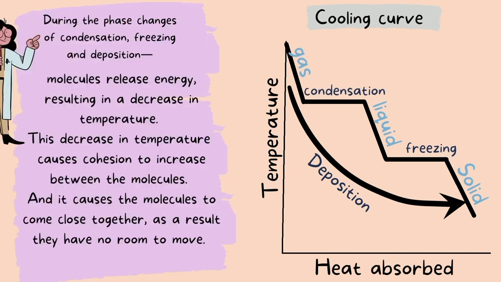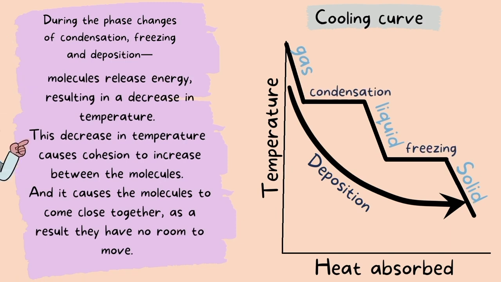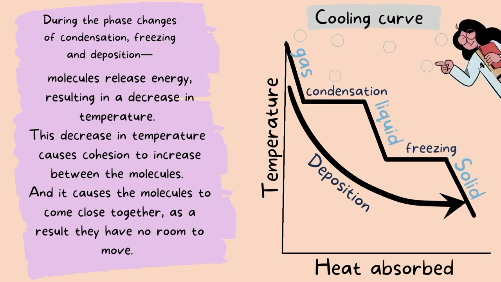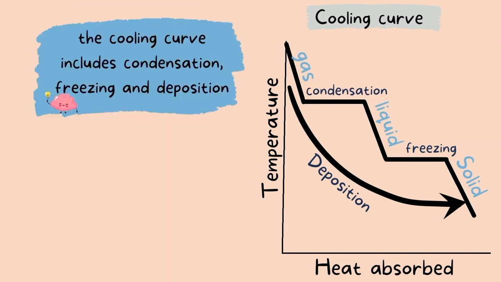During the phase changes of condensation, freezing, and deposition, molecules release energy, resulting in a decrease in temperature. This decrease in temperature causes cohesion to increase between the molecules, and it causes the molecules to come close together. As a result, they have no room to move. Here's a look at what the molecules would look like as they cool down from gas to a liquid and liquid to a solid.